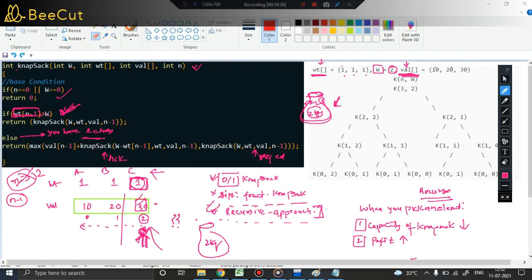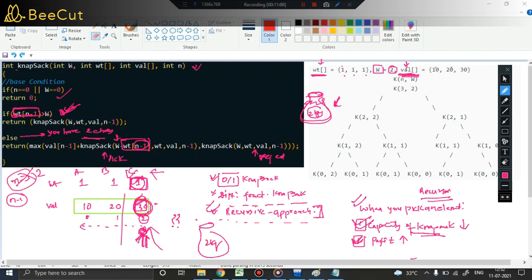Now you know that, as I explained, if you pick up this element C, what will happen? What are the changes that you will see? The capacity of the knapsack will be reduced. By how much? I will subtract the weight of that element from the capacity of the knapsack. So you see, capacity of knapsack minus the weight of the element that I have picked up, which was at n-1 position. And any more changes? Yes, one more change is the profit will be increased.